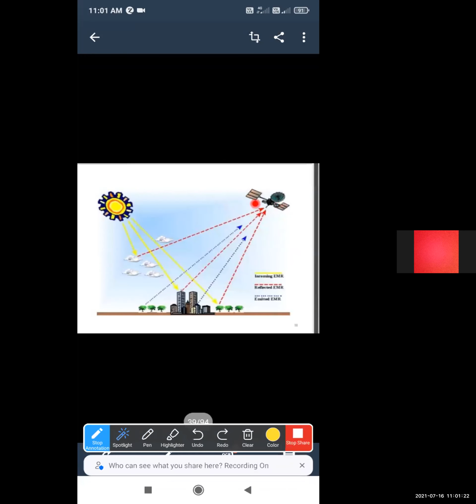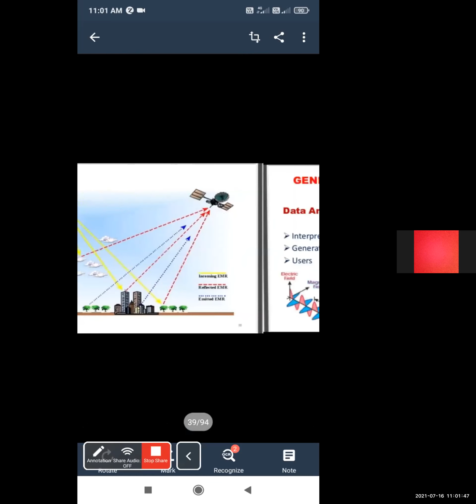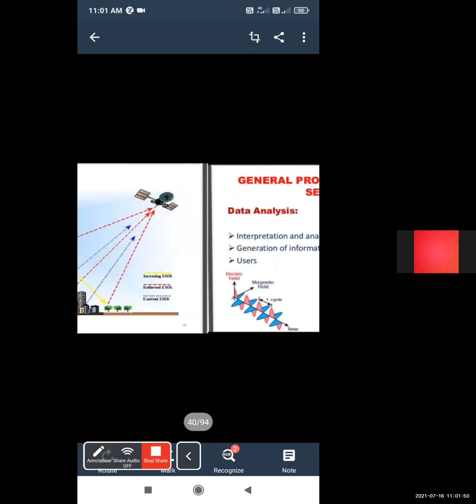This is the satellite. Here the sensor is active. This is the sun. Sun is the source of electromagnetic radiation, and some targets also emit electromagnetic radiation. That radiation is also received by the sensor. So this is the generalized process for data acquisition by remote sensing. Okay. Next is the general process of remote sensing.